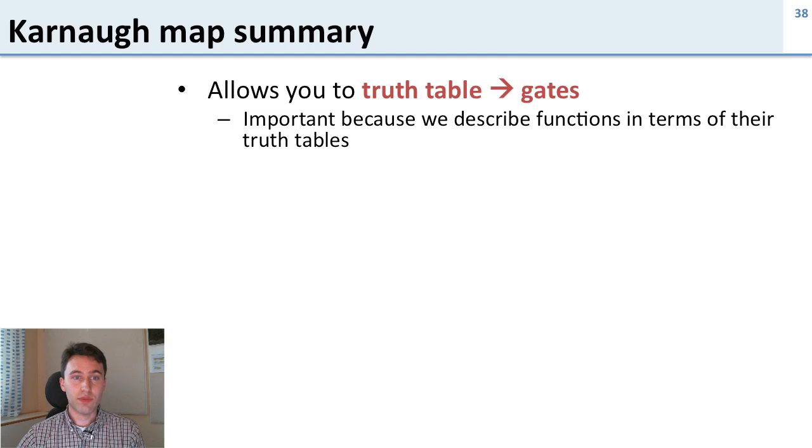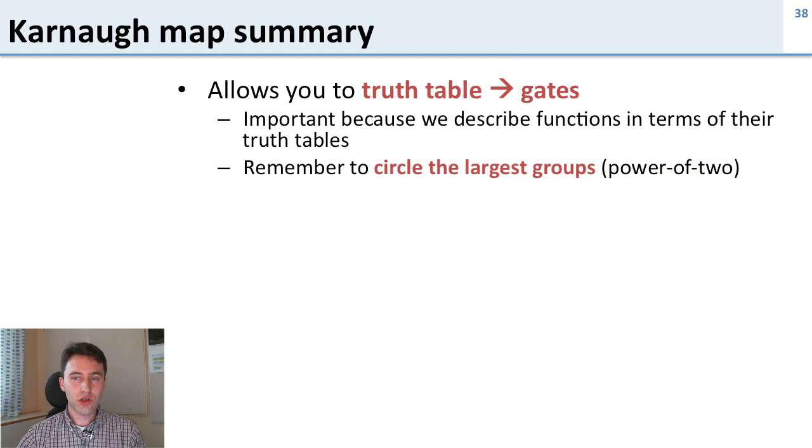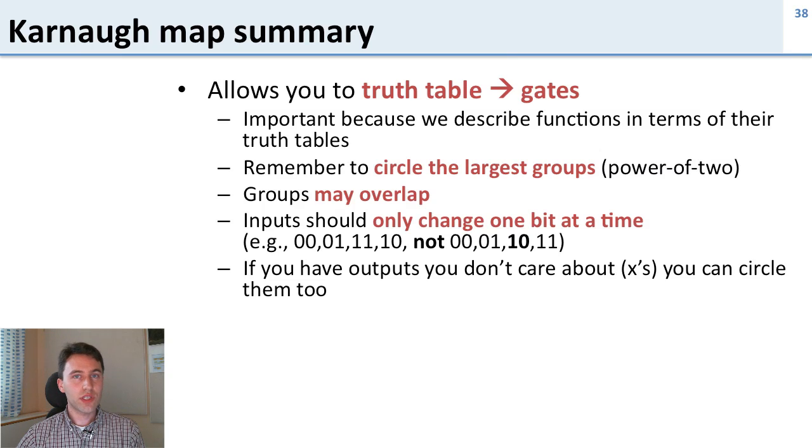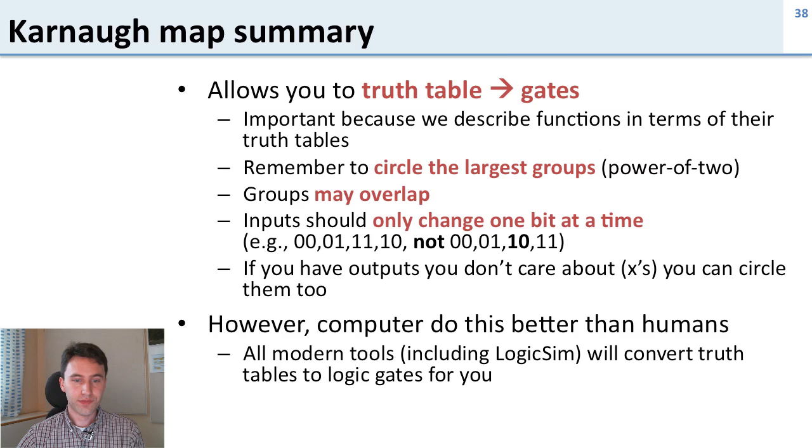So, to summarize, Karnaugh maps allow you to take a truth table and convert it to gates. And this is important because we describe functions' behavior in terms of their truth table, but we need to build them using gates. So remember to circle the largest groups that are powers of 2, so you get the simplest equation. The groups are allowed to overlap, and remember the input should only change one bit at a time. So if you have more than 2 inputs, you need to use Gray coding to order them. If you have outputs you don't care about, you can put X's in your Karnaugh map, and then you can circle those X's as if they were 1s, or treat them as 0s.